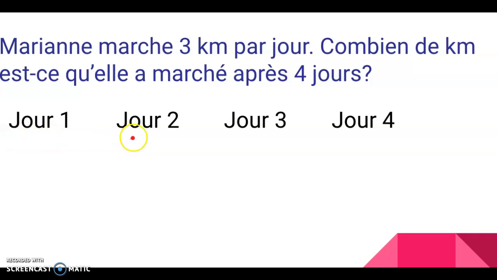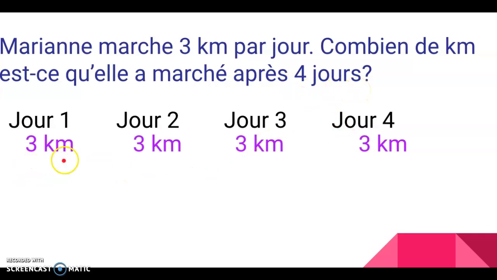We have day 1, day 2, day 3, and day 4 because we want to know how many kilometers she walked in 4 days. And each day she walked 3 kilometers. So I added 3 kilometers to each day. Now, we could just add those together. 3 plus 3 plus 3 plus 3. And that's a repeated addition. We know again that repeated addition can be turned into a multiplication question. 4 times 3, because it's 4 groups of 3. 4 days, and each day she walked 3 kilometers.